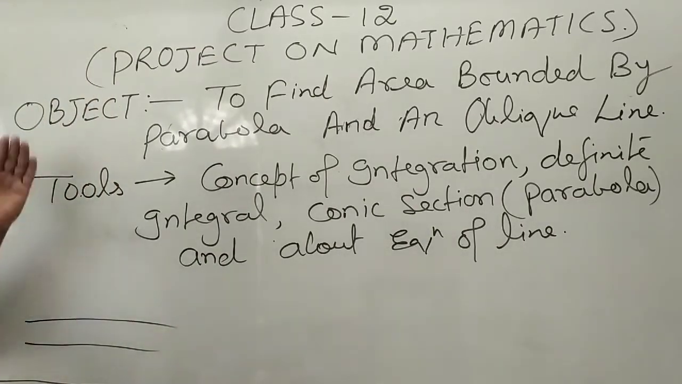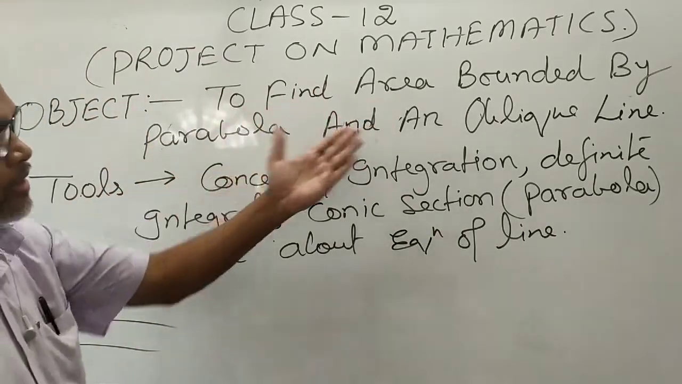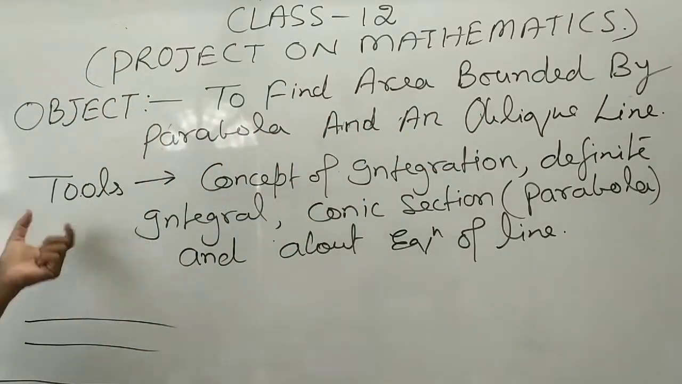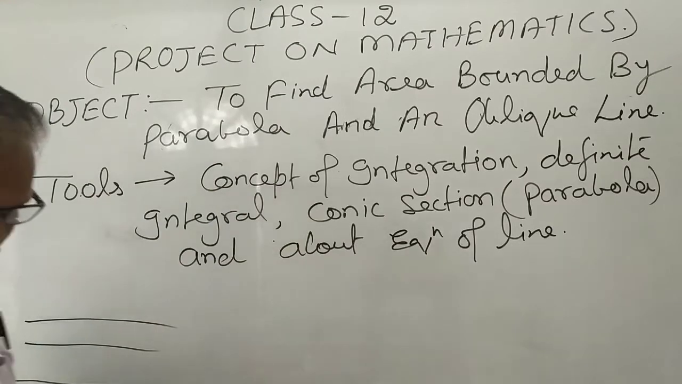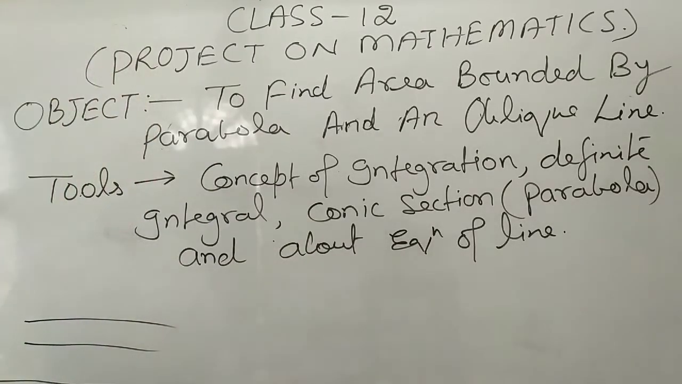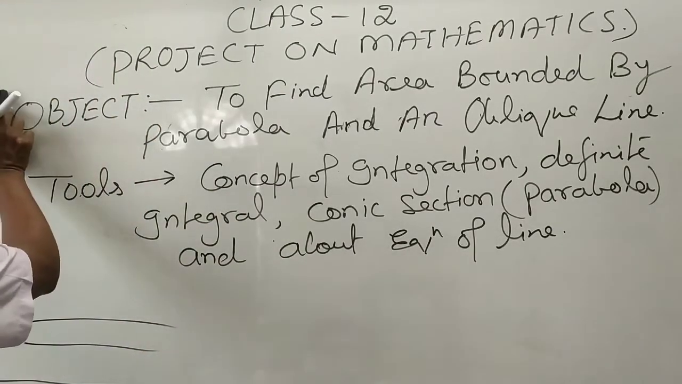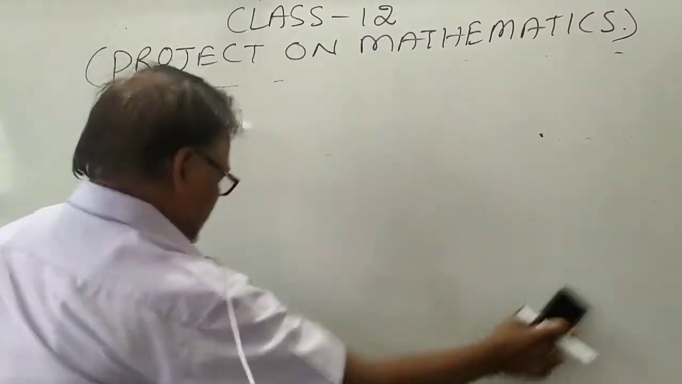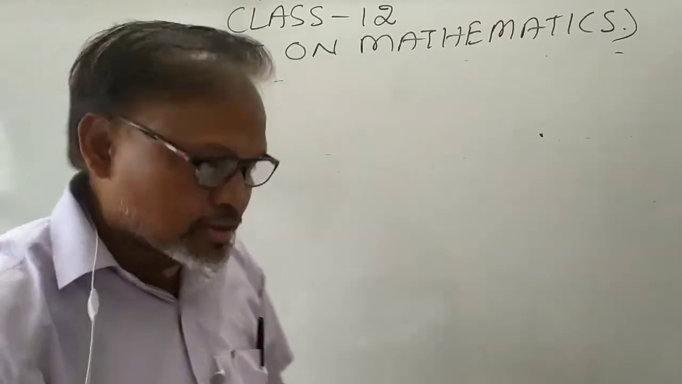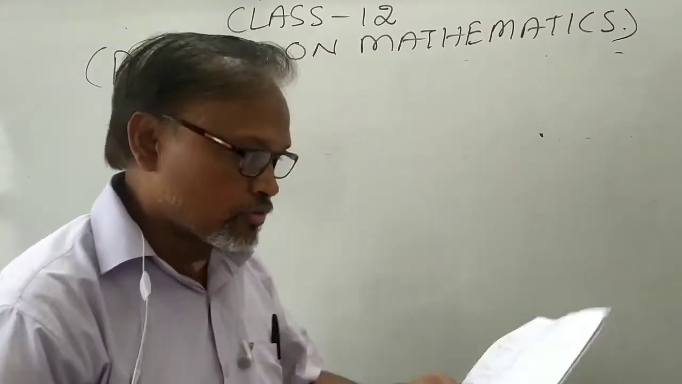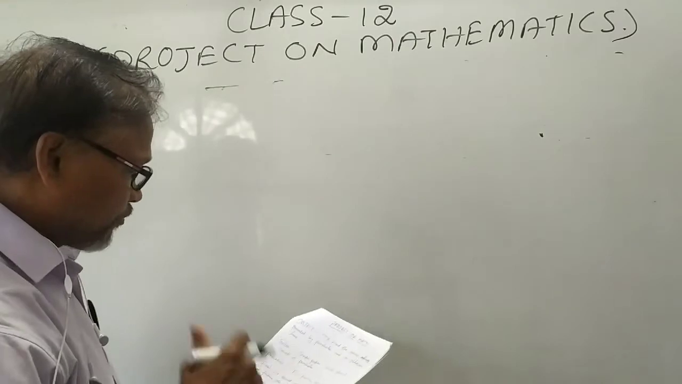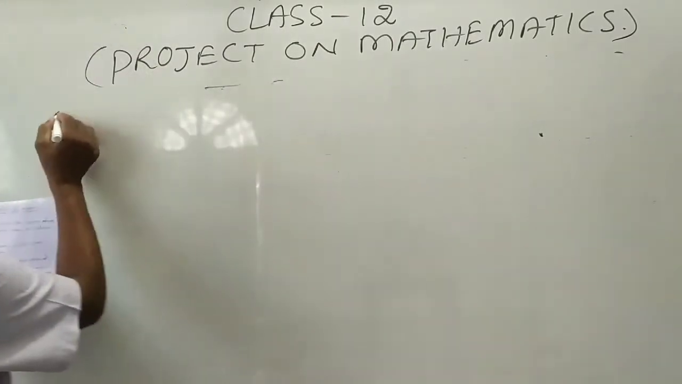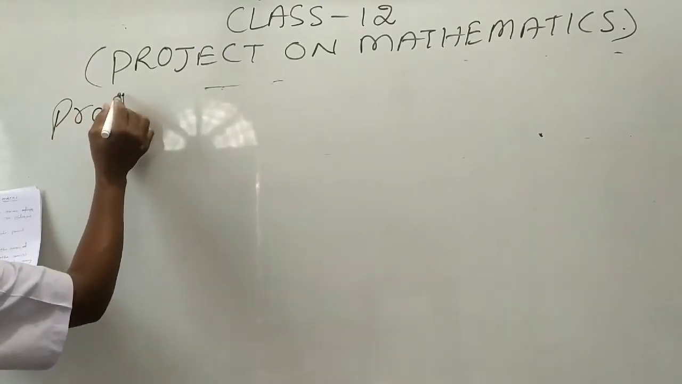So first, write the object: to find the area bounded by a parabola and an oblique line. This is the topic. Then you can write the tools. Thereafter you have to write the procedure. And what is the procedure in this? The procedure is the main thing, you can say this is the content, whatever we are using in this. So you will write here procedure.